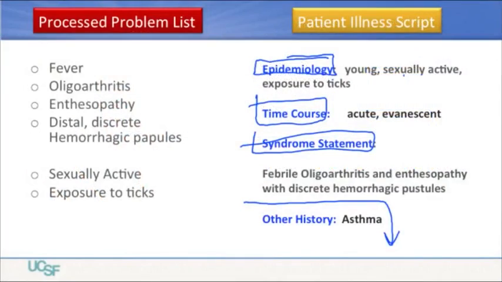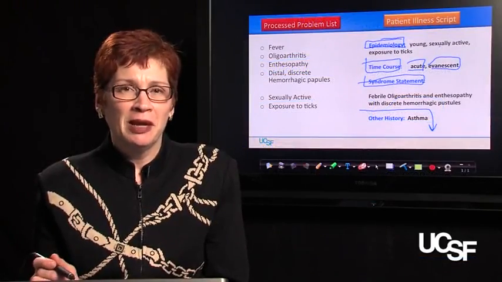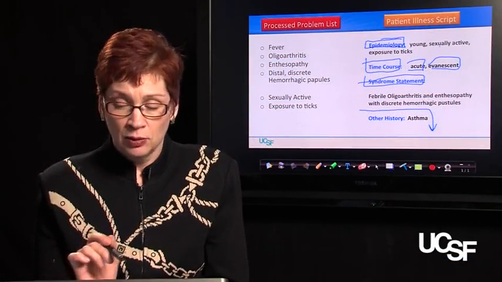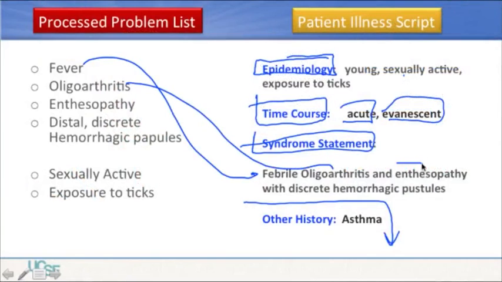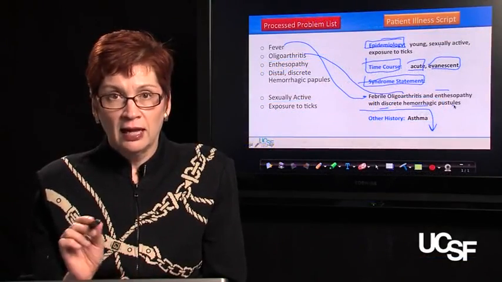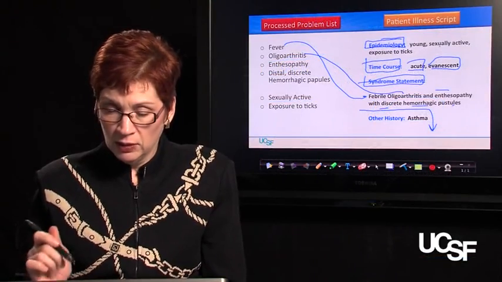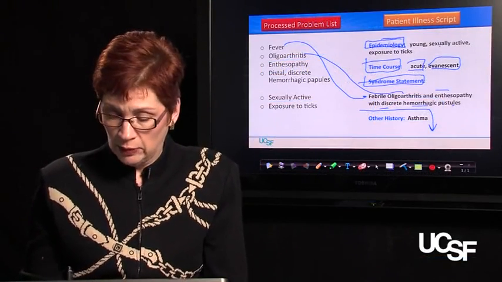The time course is acute and evanescent. Came and went. Her elbow came and went. Her wrist has gotten steadily worse. And the syndrome, febrile, oligoarthritis, and enthesopathy with discrete hemorrhagic pustules. That's our patient illness script. And you can begin to see how much that looks like a disease-based illness script.